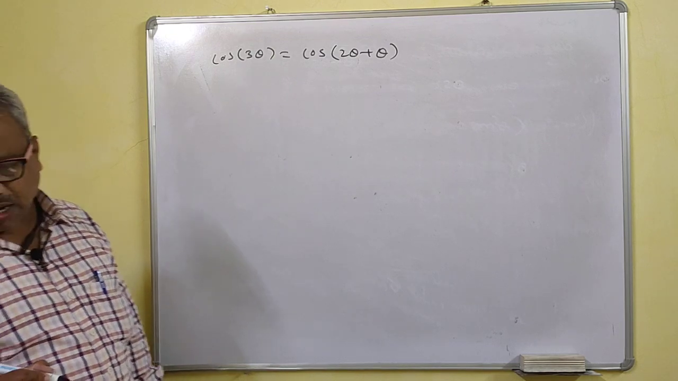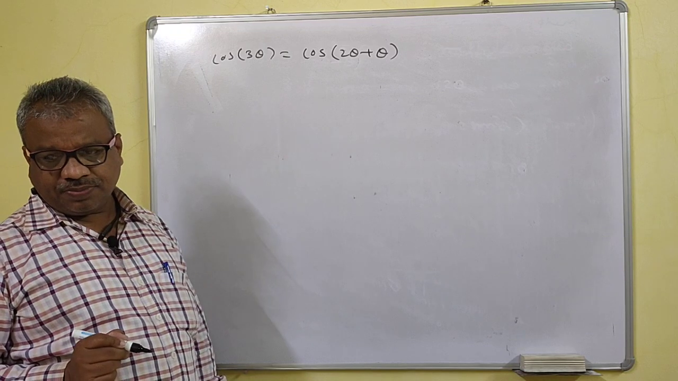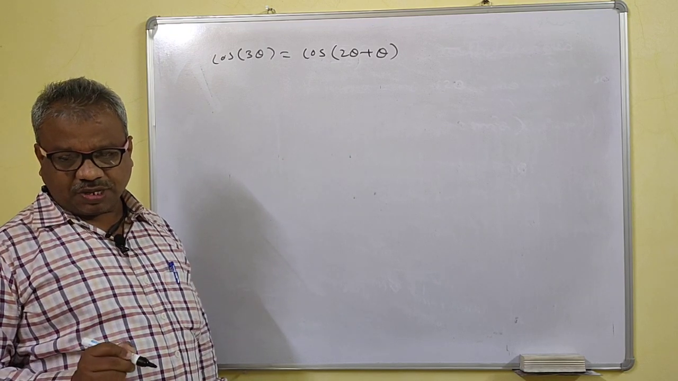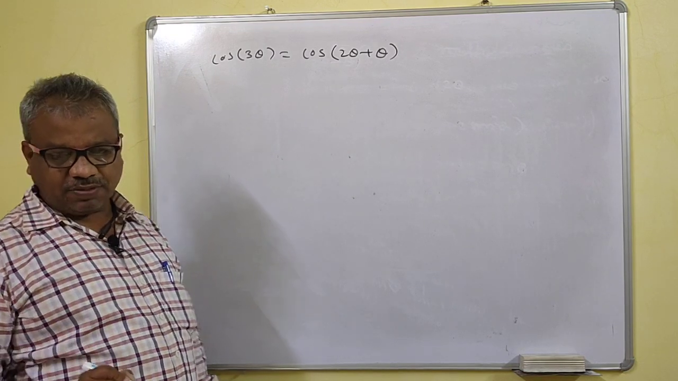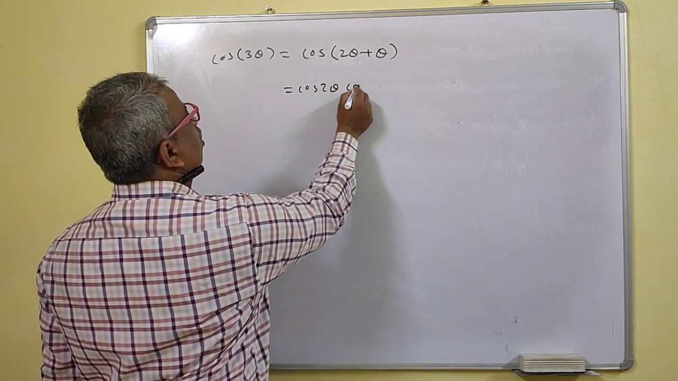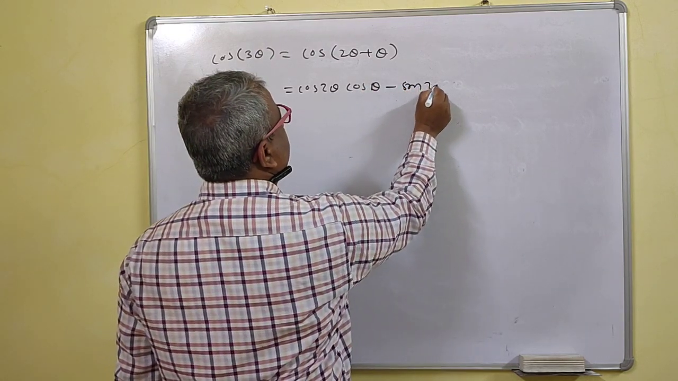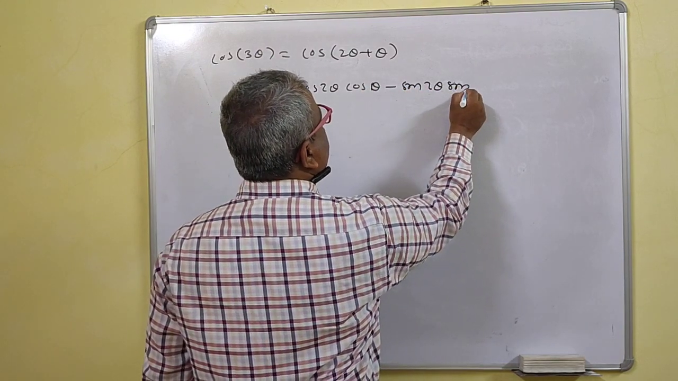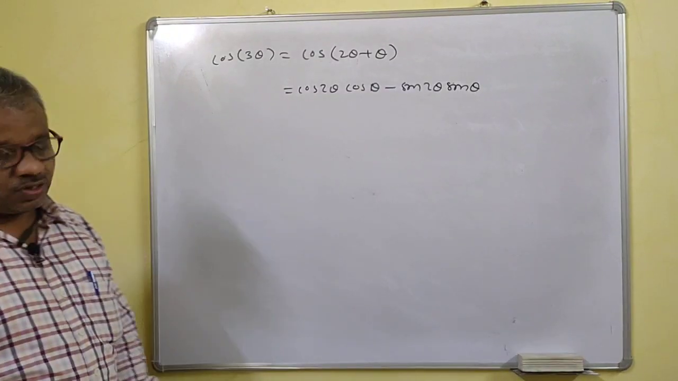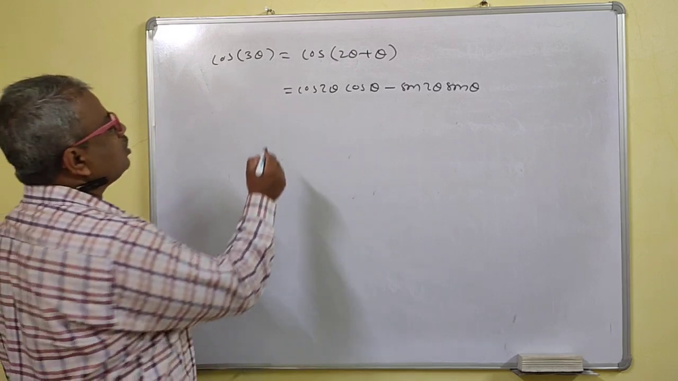So write your formula cos(A + B). Right? So cos(A + B) is what? cos A cos B minus sin A sin B. Right? So cos 2θ, cos θ, minus sin 2θ, sin θ. Right? Now apply the double angle formula. So this is cos 3θ.